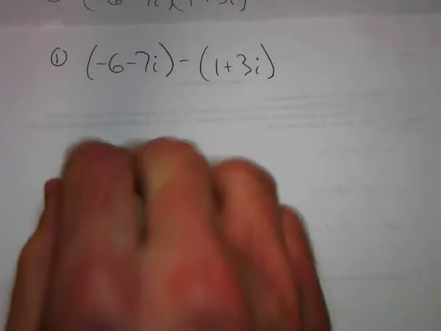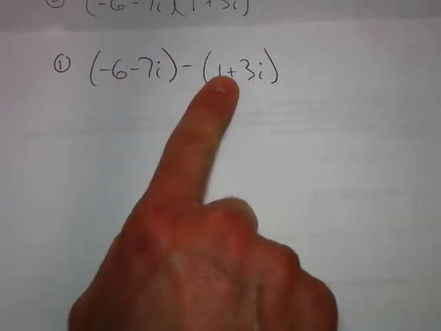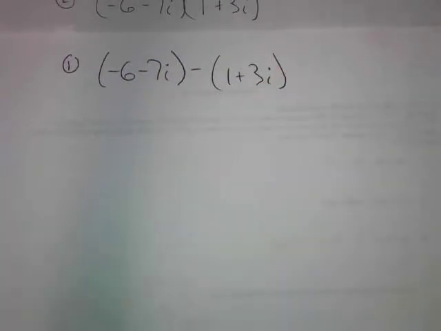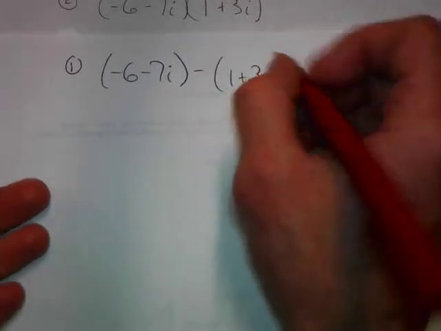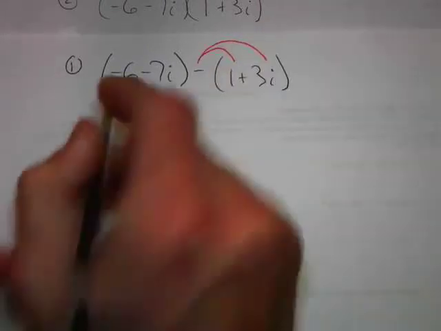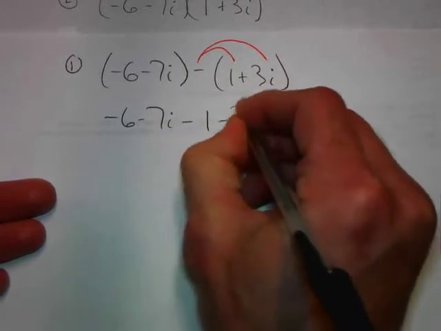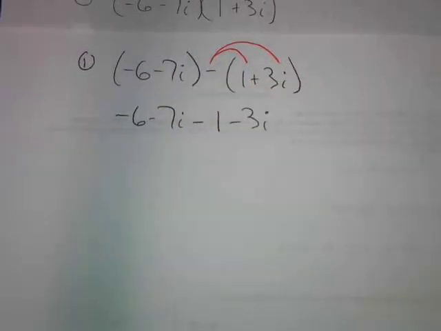The first question is simply subtracting two complex numbers. There are two ways we can view this. We could subtract this number from this number, looking at -6 minus 1 and -7 minus 3i. Or we could use the distributive property, which is what I prefer. Either way, we're going to simplify this expression by getting rid of parentheses. So we have -6 minus 7i, and then -1, and then minus 3i. So I've used the distributive property.